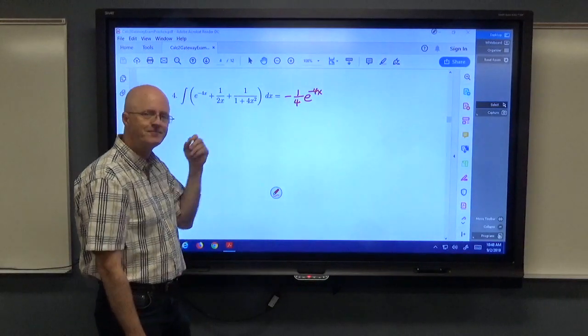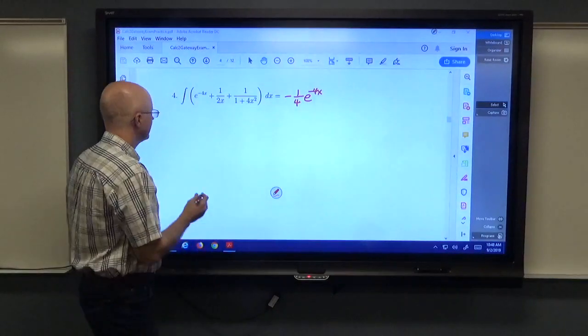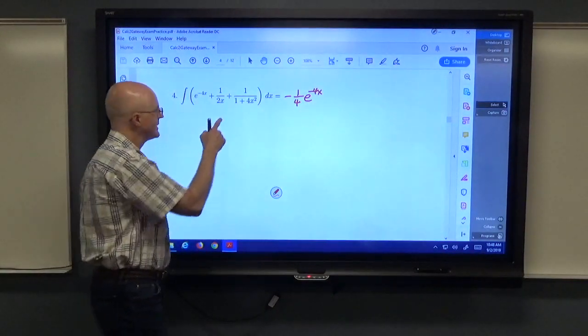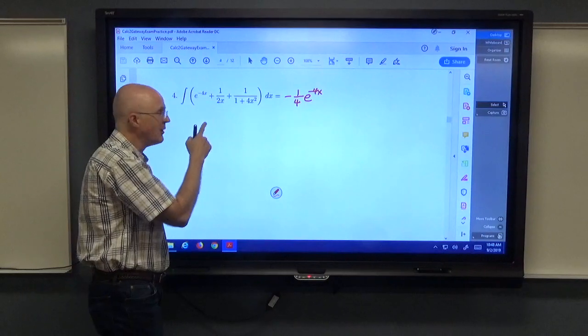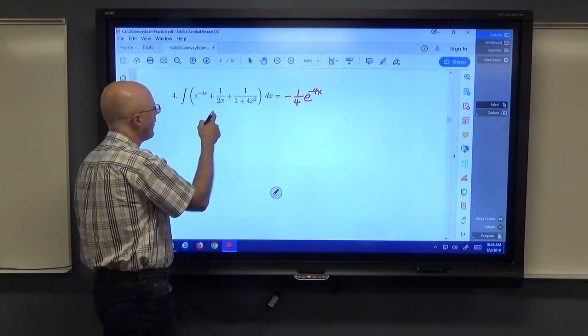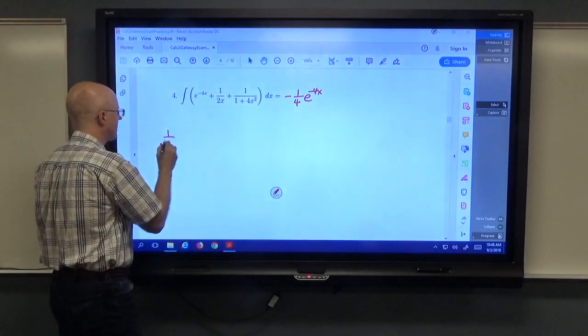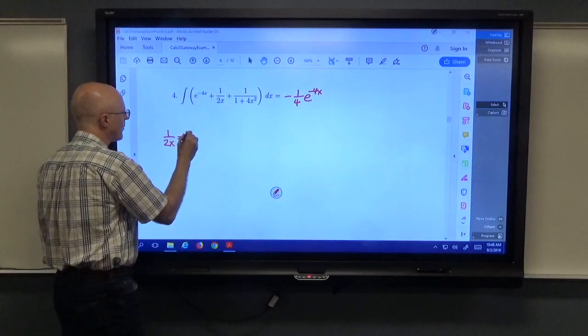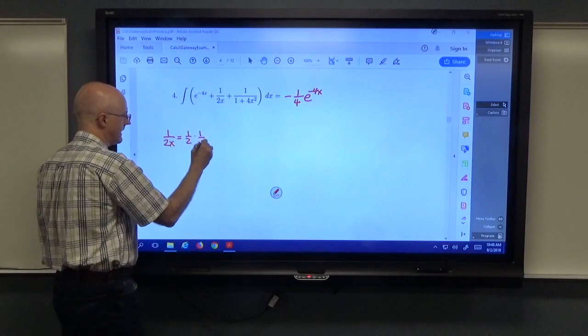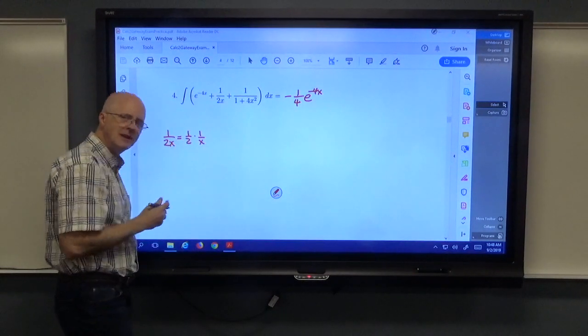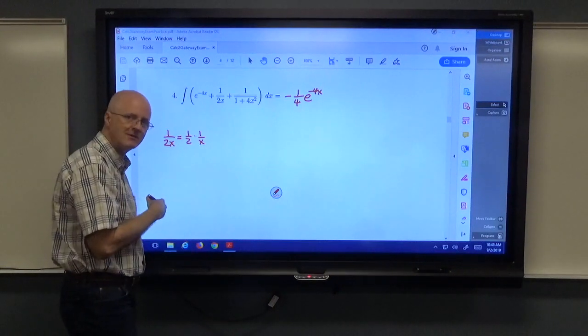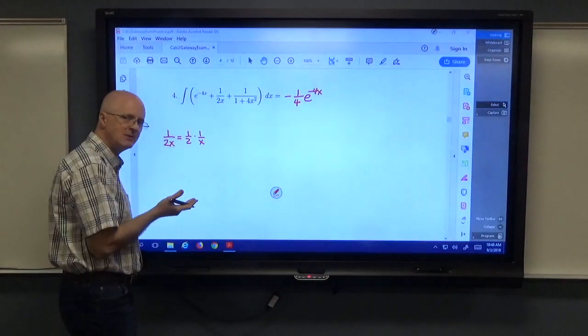This one, well, you could do a substitution. You could let u equal 2x here, but you don't need to. 1 over 2x is indeed the same as 1/2 times 1 over x. So you get a natural logarithm with a 1/2 in front of it. So you don't have to do a substitution.